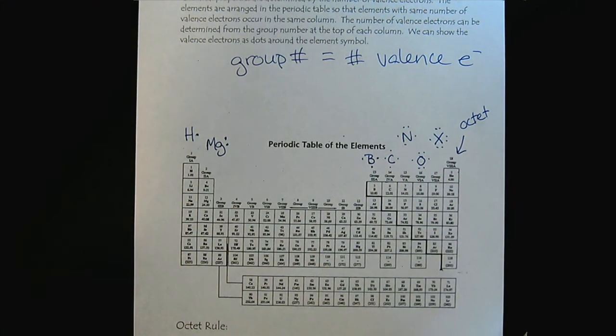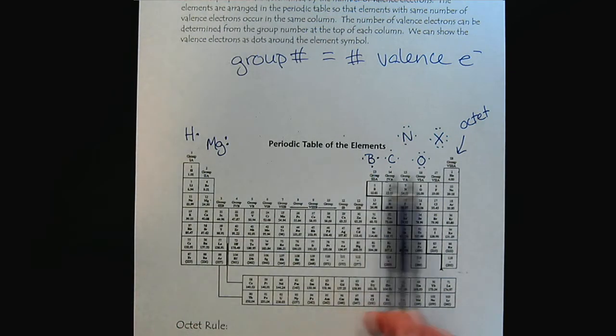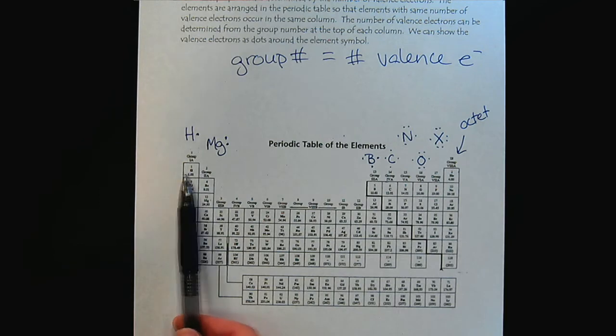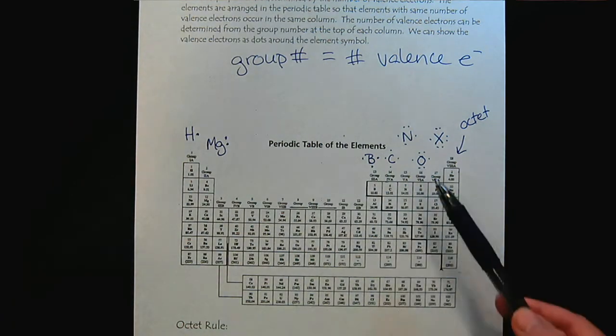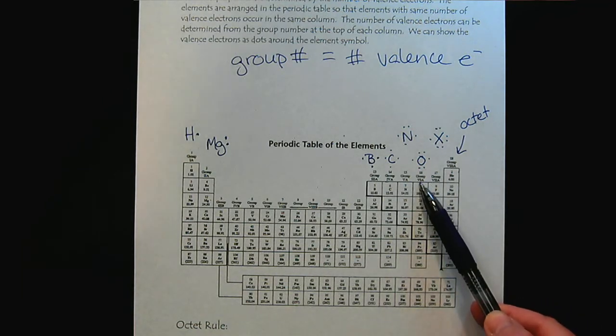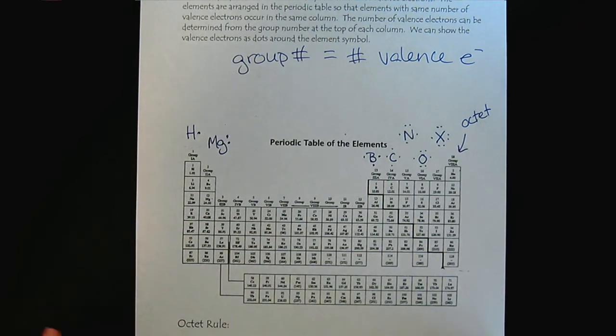So the main thing here is that by finding the group number at the top of each column, specifically the main group or representative elements, we always know the number of valence electrons because of the group number, looking at the Roman numerals or the ones place of the 2 digits.